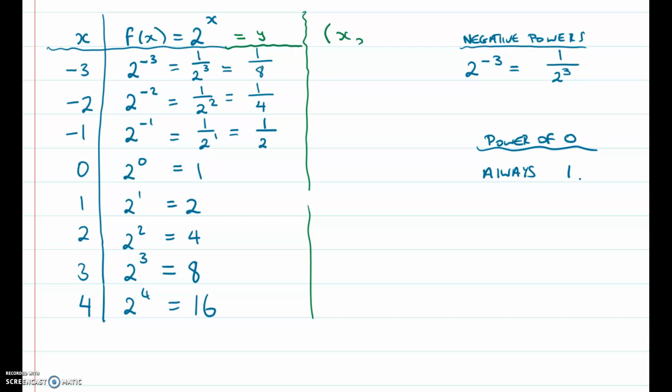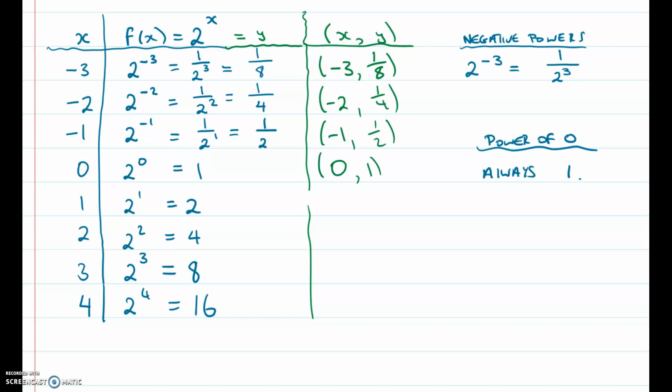So if we make this into points, we've got -3, 1 over 8; -2, 1 over 4; -1, 1/2; 0, 1; 1, 2; 2, 4; 3, 8; and 4, 16. So those are our points. Now what we have to do is graph them.